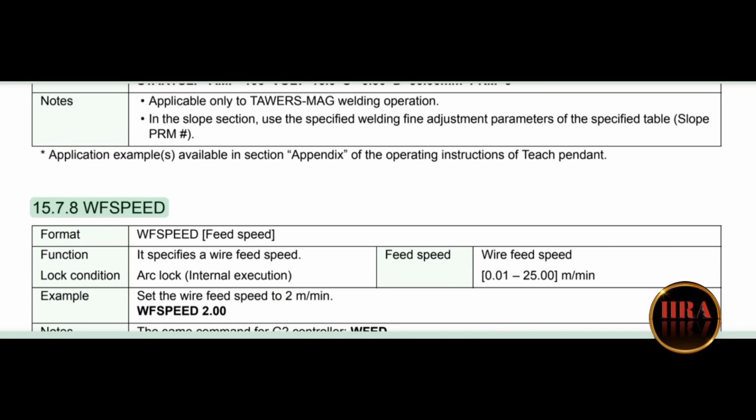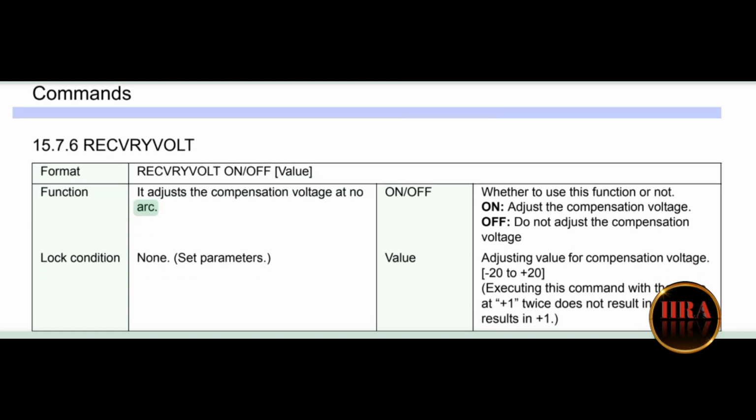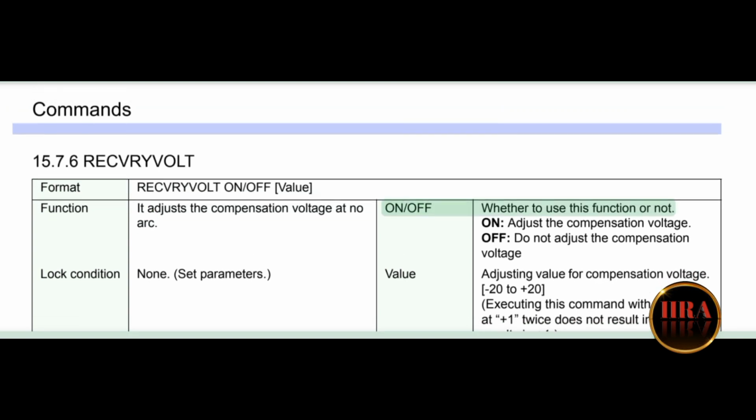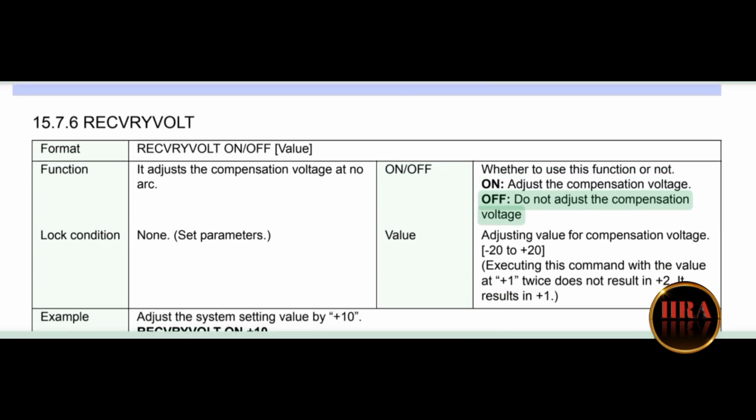15.7.8 WFSPEED. Format: RECVRYVOLT on, off, value. Function: it adjusts the compensation voltage at no arc. On, off: whether to use this function or not. On: adjust the compensation voltage. Off: do not adjust the compensation voltage.